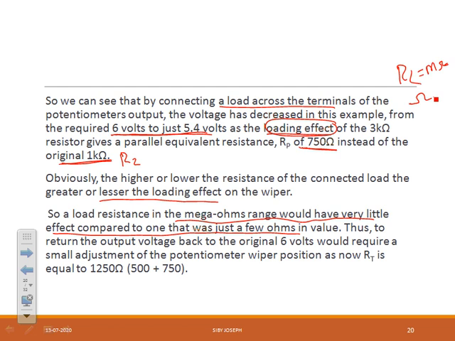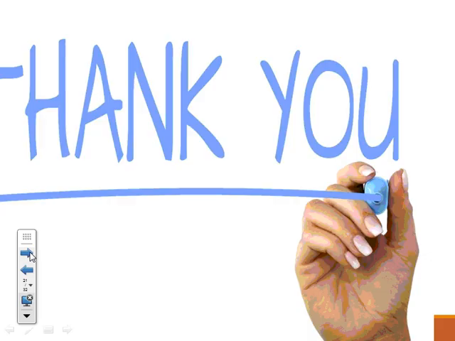So here we discussed what a potentiometer is. We defined the potentiometer as a three-terminal device, described the characteristics of the potentiometer, and also studied the loading effect of the potentiometer.